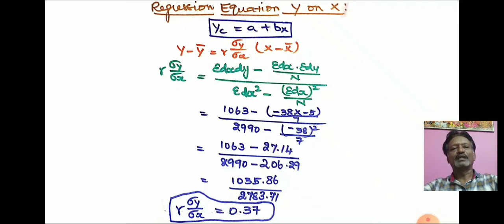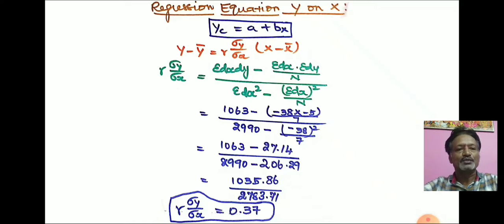Here also the regression coefficient y on x should be calculated by using sigma dx dy minus sigma dx into sigma dy by n, the whole divided by sigma dx square minus sigma dx the whole power 2 by n. Here sigma dx dy is equal to 1063, sigma dx is equal to minus 38, sigma dy is equal to minus 5, n equal to 7, and sigma dx square equal to 2990.